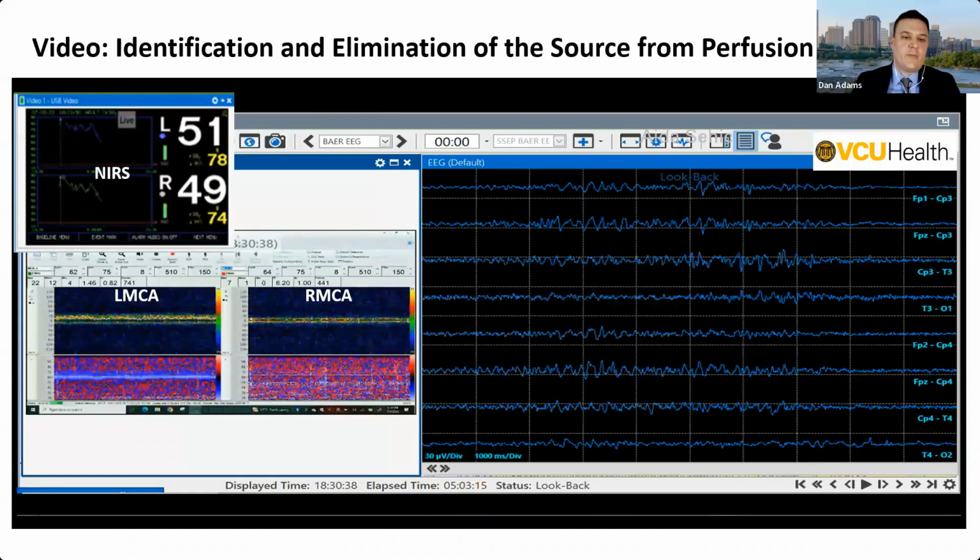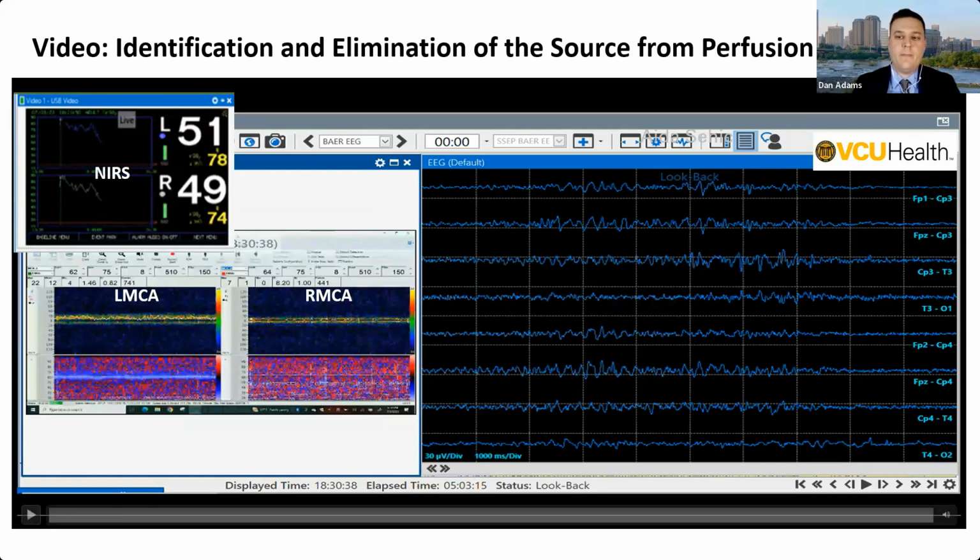This screen recording of the procedure is showing 3 separate modalities, including the 8-channel EEG, bilateral TCD from the left and right middle cerebral arteries showing stable non-pulsatile flow, and the bilateral cerebral near-infrared spectroscopy, or NIRS, during the use of antegrade selective cerebral perfusion.